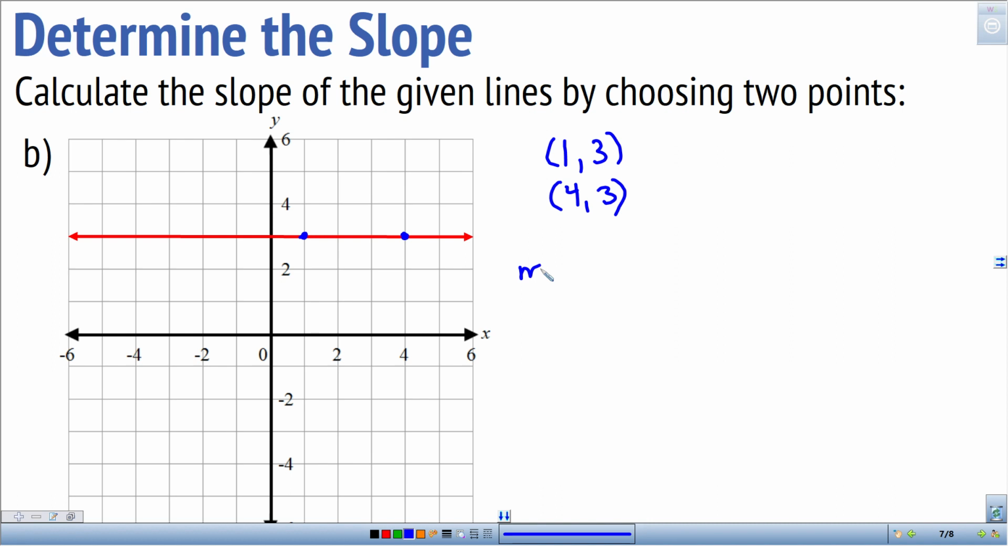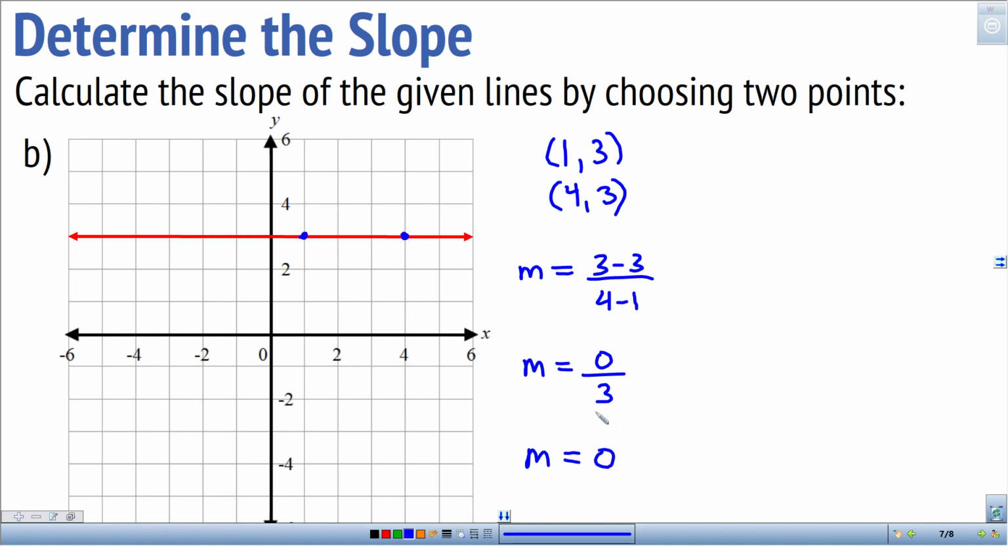Now we're going to calculate the slope. Let's first subtract the 2 y numbers here. That's 3 minus 3. And then we're going to subtract the x numbers. That's 4 take away 1. So 3 take away 3 is 0. 4 take away 1 is 3. 0 divided by anything is just 0. So the slope here is 0.